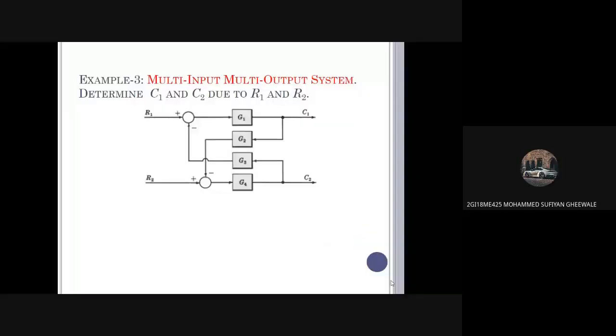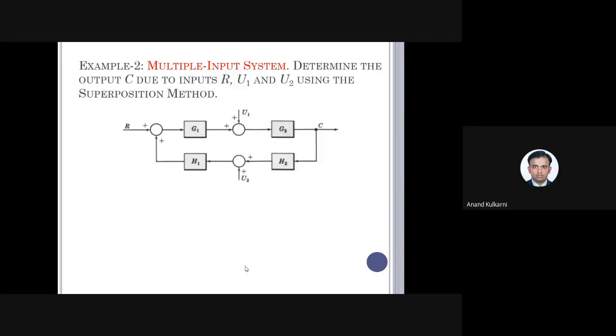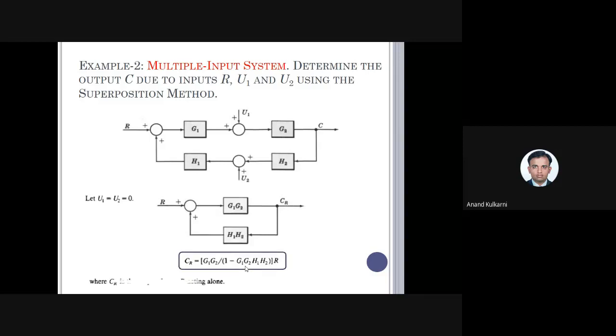Sir, the previous problem should be solved in 3 steps, no, sir? Right, the previous problem should be solved in 3 steps. Once you have done this, whatever you are getting in terms of R, you consider this as equation number 1, because it is C in terms of R.